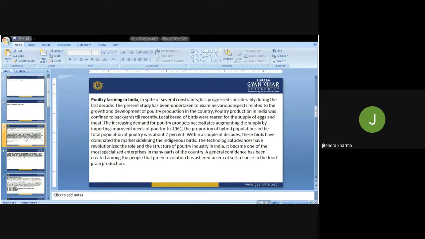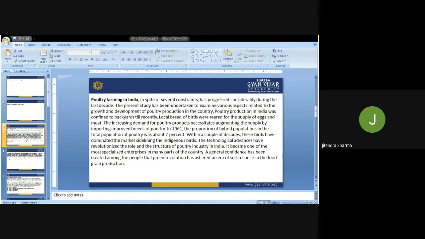So poultry production in India was confined to backyard till recently. Local breeds of birds were reared for the supply of eggs and meat, because these breeds have less than 100 eggs in a year. Generally, we have birds like that in our country, and their meat is also not that fleshy. So in that situation, nowadays commercial poultry is in the picture, and there is huge investment in this particular business, and new startups are also in progress.